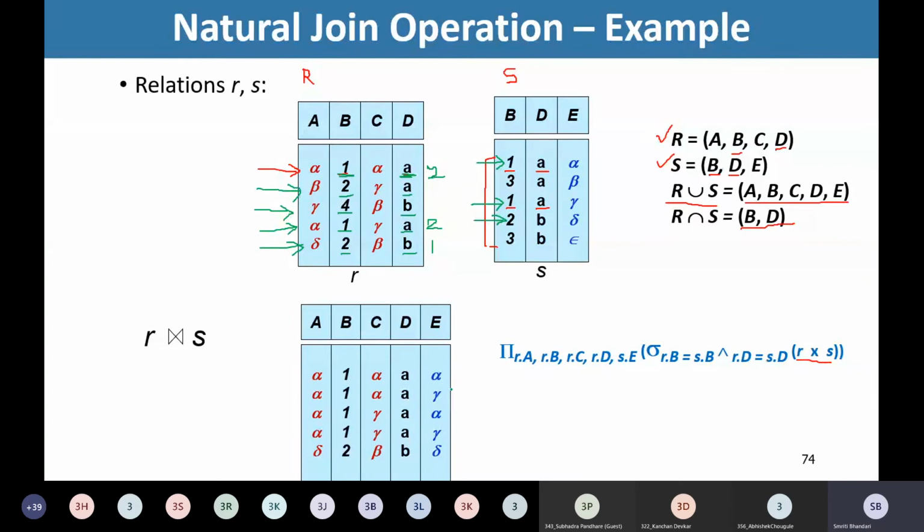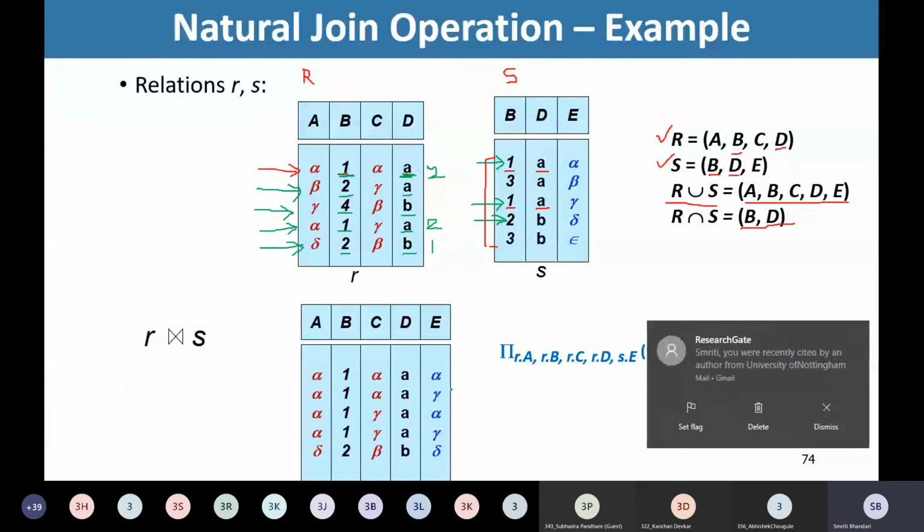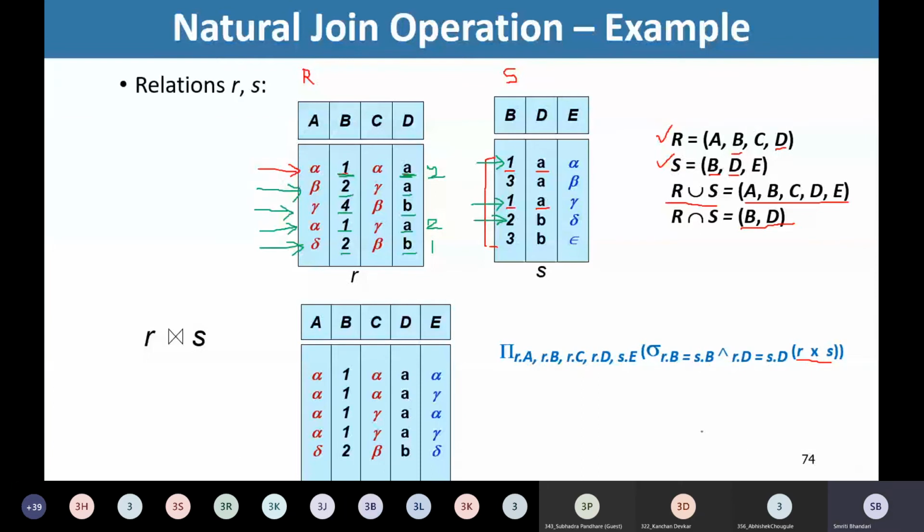Very important operations, and many times we need to make use of this operation. So try to understand what is happening. Got it? Yes, ma'am. May I proceed?